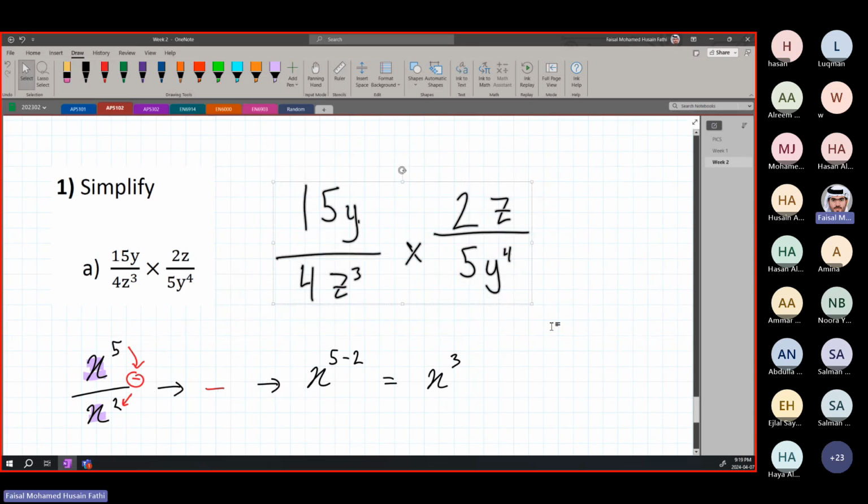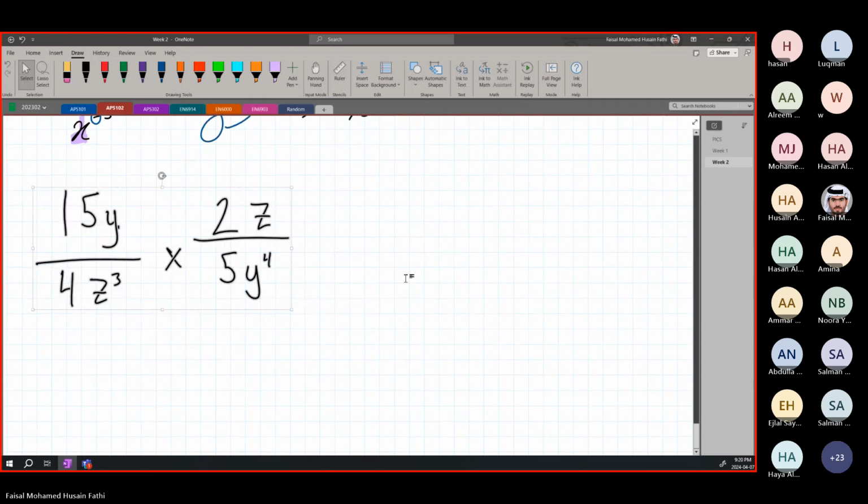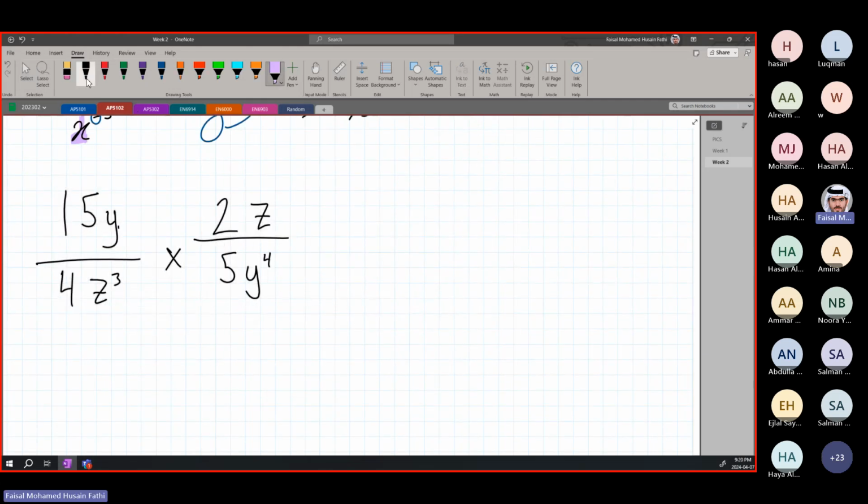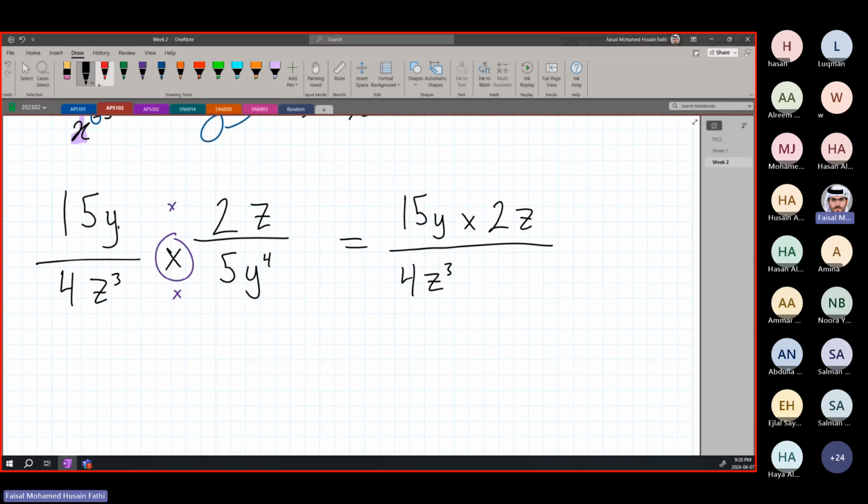So it's 15y over 4z cubed times 2z over 5y^4. First thing we simplify. Since it's multiplication in the middle, we just multiply up and down together. We multiply them straightforward. That's the rule. So it becomes 15y times 2z over 4z cubed times 5y power 4. Simply when you have multiplication and fractions, you multiply numerators together, you multiply the denominators together. You're multiplying these two, and you're going to be multiplying these two.